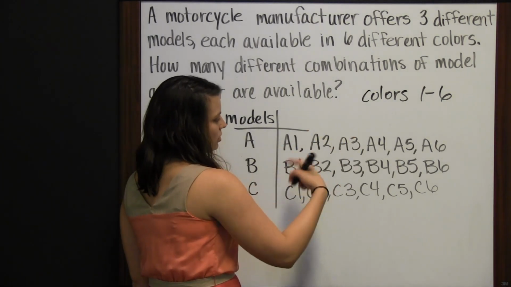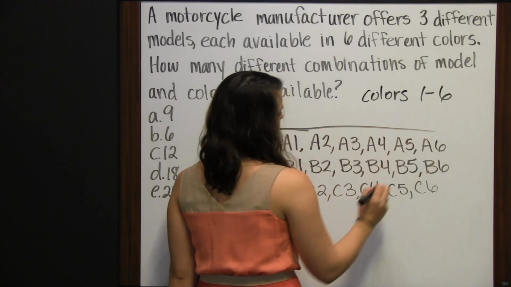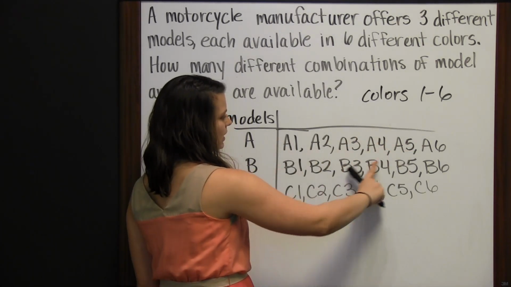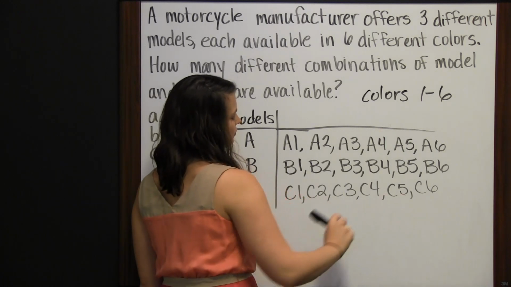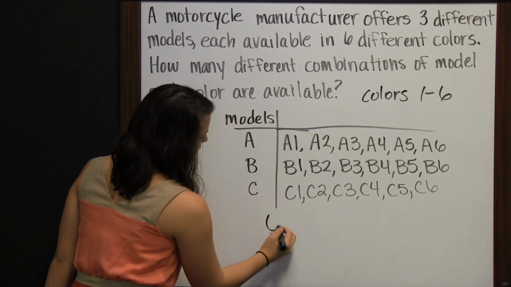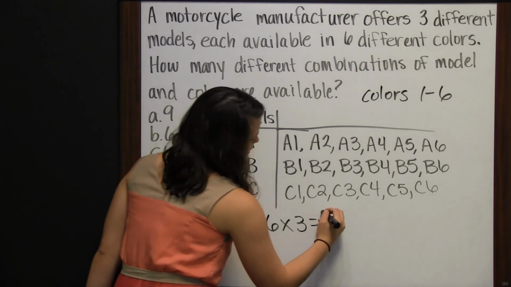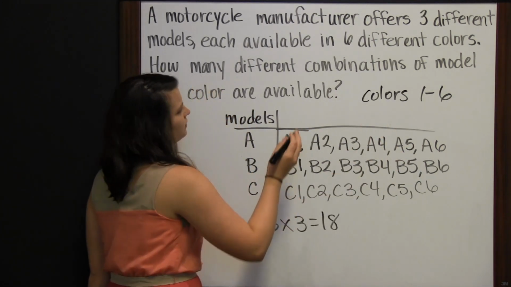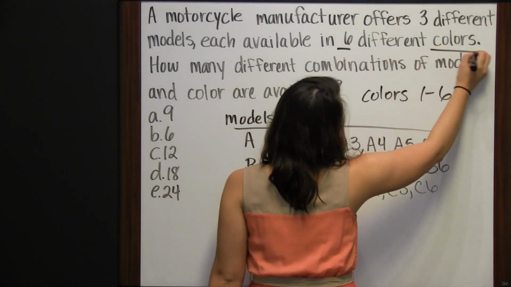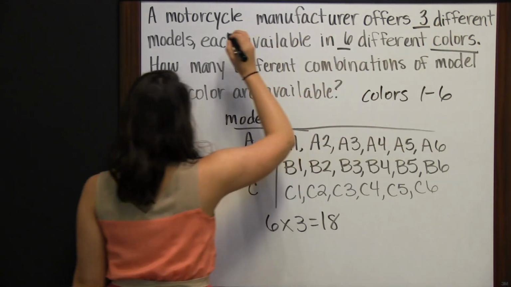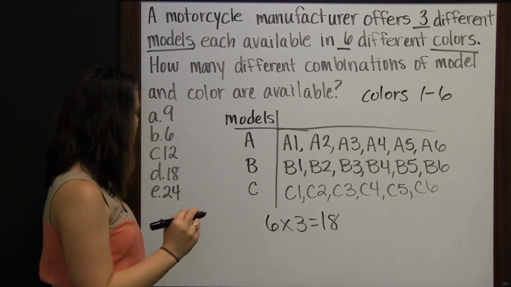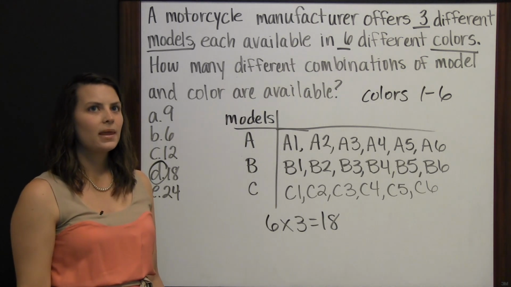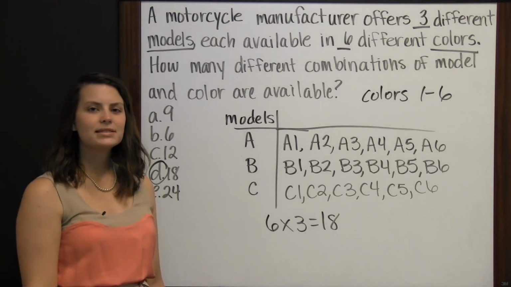And if we count up all of these different combinations, we have 6 for model A, 6 for model B, and 6 for model C, or 6 times 3, which is 18. So instead of writing this all out, we could have taken our 6 colors and multiplied it by our 3 models. 3 times 6 is 18, so there are 18 different model and color combinations.